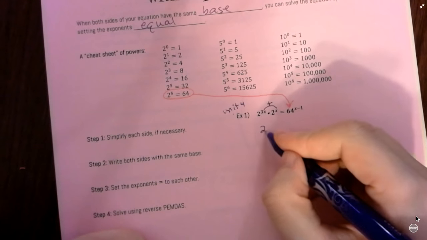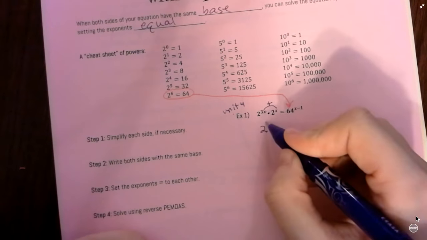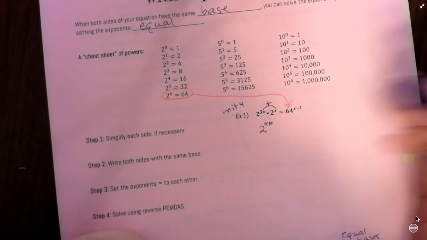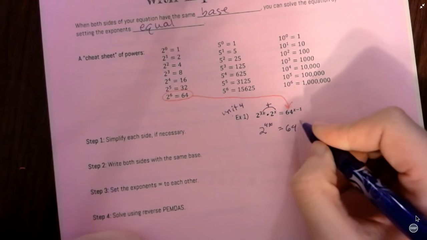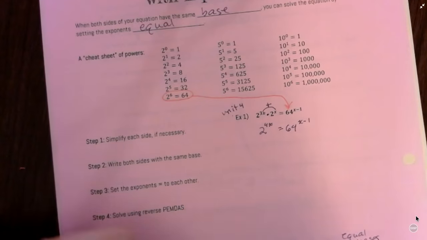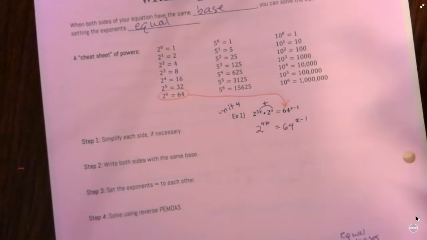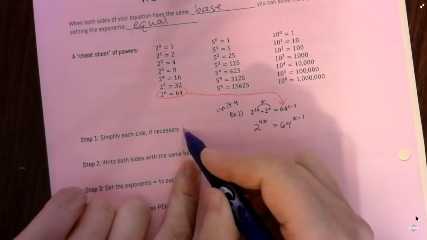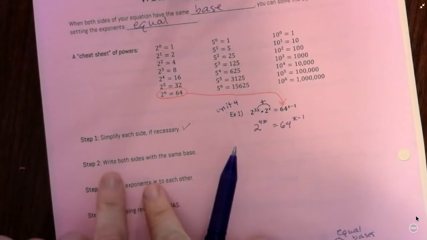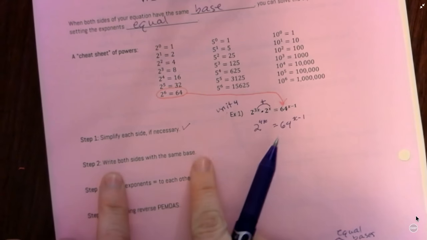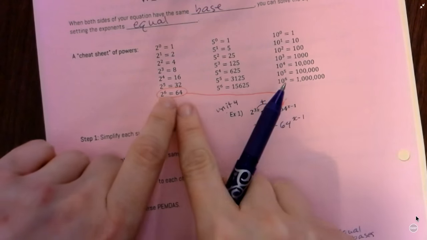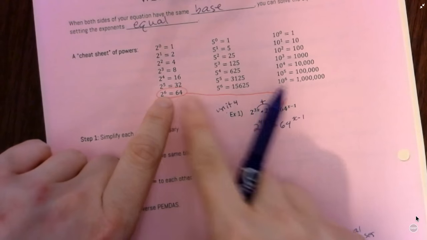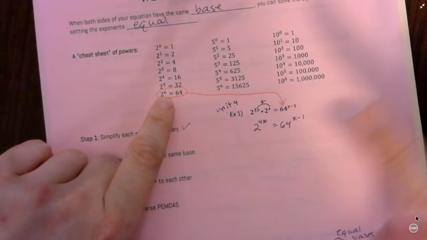So this is going to give me 2 to the 3x plus x, which is 4x, equals 64 to the x minus 1. So all I did was combine these two to make 2 to the 4x. So yay, I simplified! Next, write both sides with the same base. So this is where I'm going to take 2 to the 6th, which equals 64, and replace 64 with that.